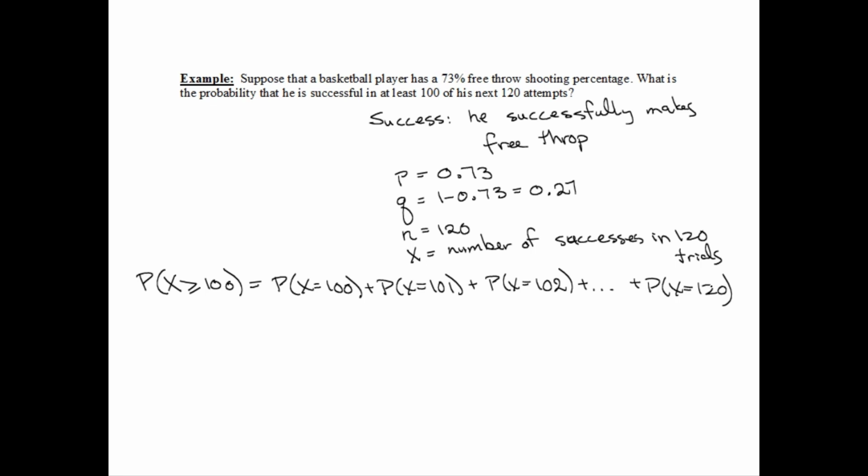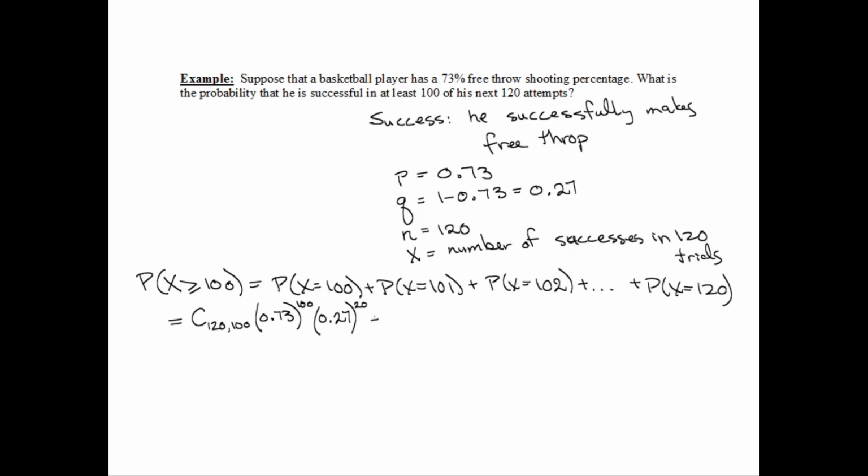Now, since this is a binomial distribution, we have a repeated number of trials. We're going to assume the probability is the same in all of them and that all the trials are independent. So we would need to do a combination. We have 120 trials. We would choose 100 to be successful. We would take the probability of success, 0.73, raise it to the number of successes, which would be 100. Then we would take the probability of failure, 0.27, raise it to the number of failures, which would be 20. That gives us the probability of 100 successes.